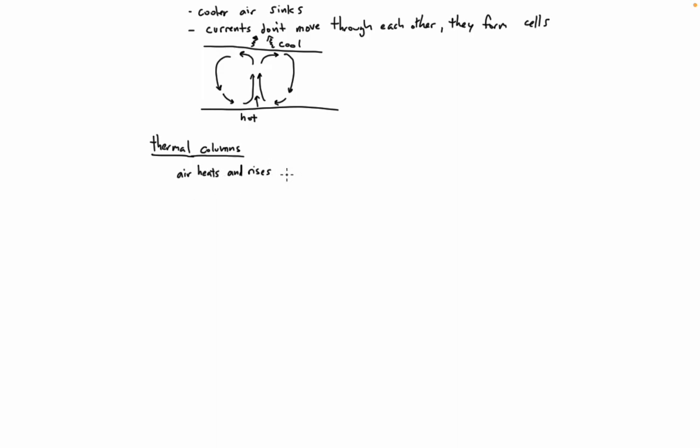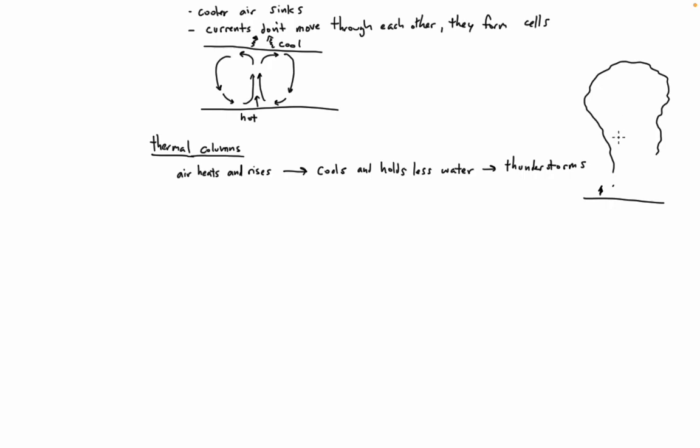So the air heats and rises, and that air cools, and as it does so, it holds less water. The cooler air is not able to hold the water. The water condenses, falls out, and you get thunderstorms. So this is the scale of several kilometers where we have the land surface, and you get these big sort of towering clouds and the rain coming out of those. So that's sort of at a kilometer scale.